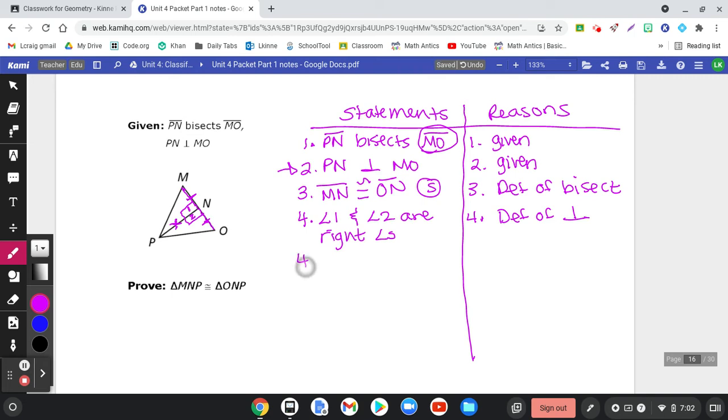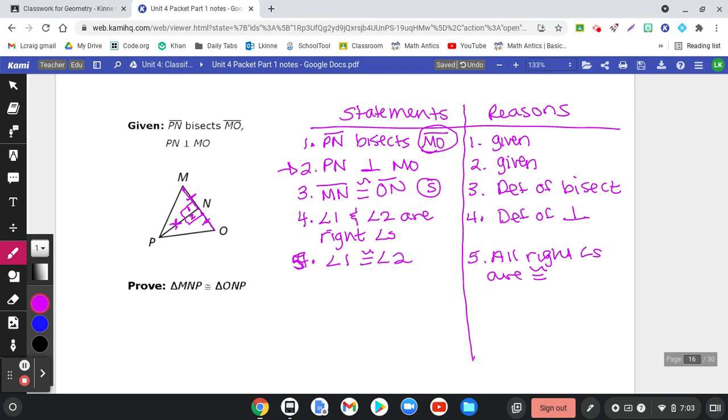All right, now we don't have the angles yet. Now we can say angle 1 is congruent to angle 2. Oops, let's call that number 5. And the reason: all right angles are congruent.